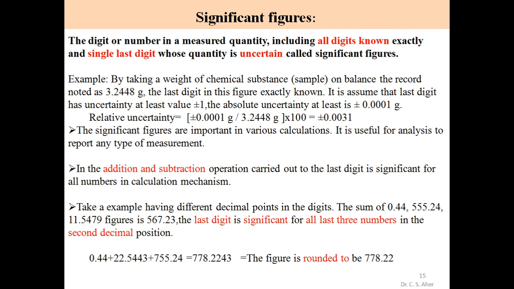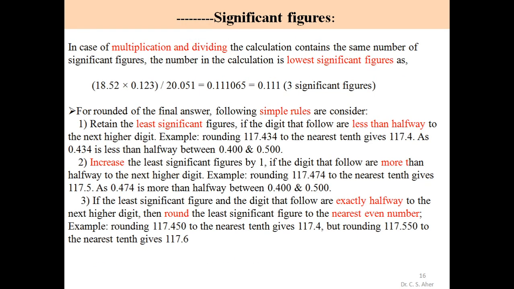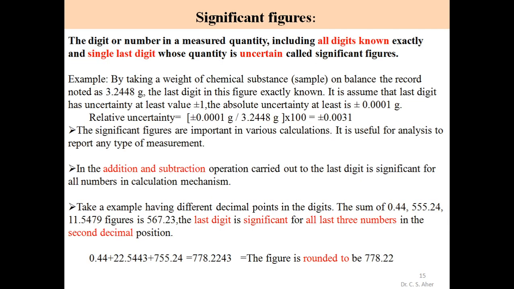And the next point, or the last point in this first topic, is significant figures. So what is a significant figure? The digits or numbers in a measured quantity. If we measure any quantity, we express that quantity in digits, including all digits known exactly and the single last digit whose quantity is uncertain, called significant figures.